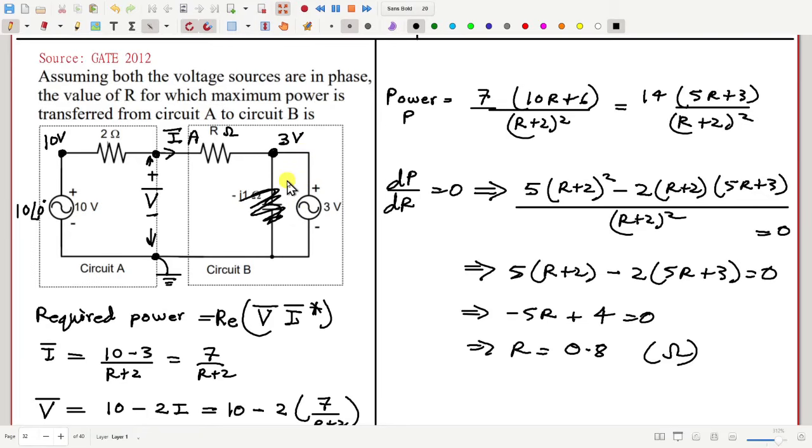If I do 10 minus 3, the total voltage is 7, right? Yeah, so the total voltage is 7, sir. Then we did a similar case before, when you said R should be 0 because R is in series with 2. Here, how come R is 0.8? I could not understand.